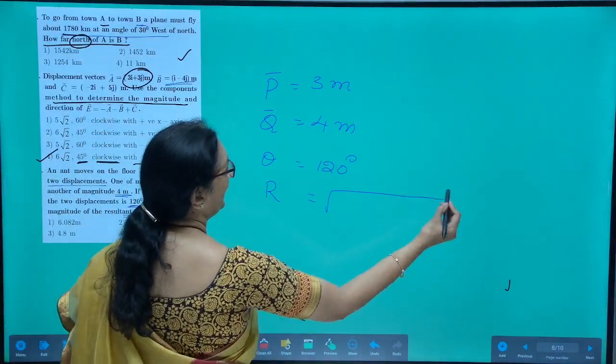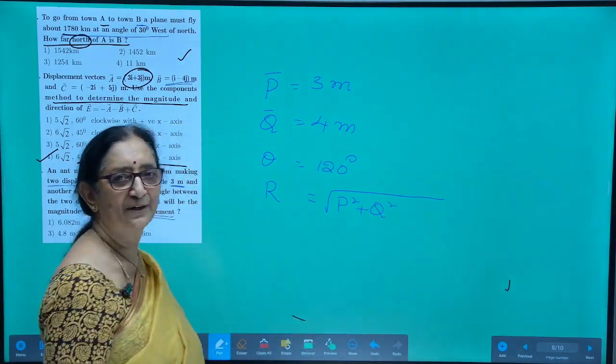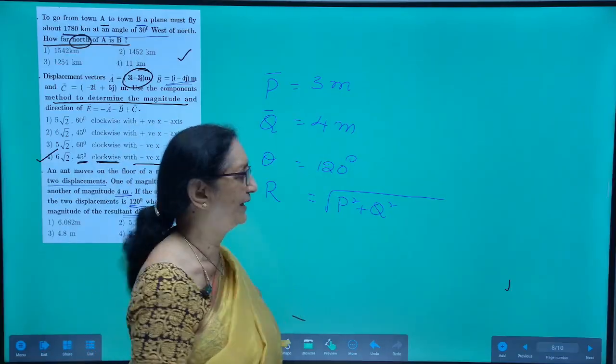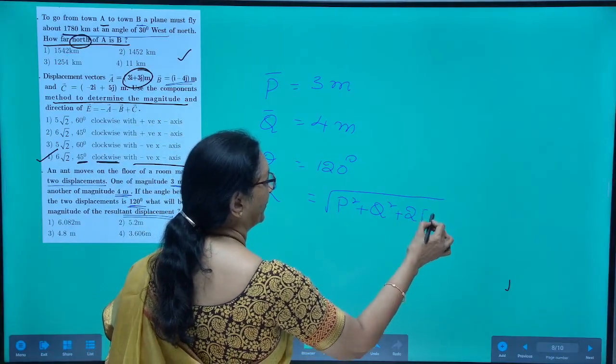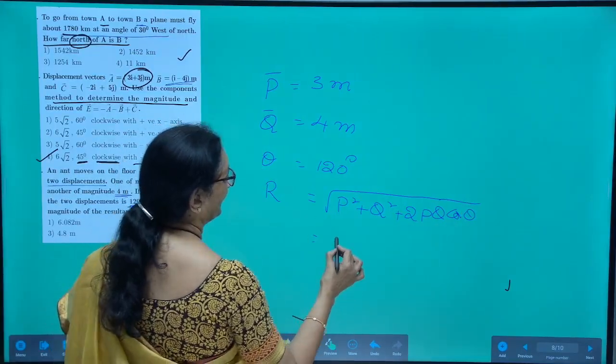Just a simple application of the parallelogram law of vectors. R is root of P square plus Q square plus 2PQ cos theta. Just substitute the values and tell me the answer.